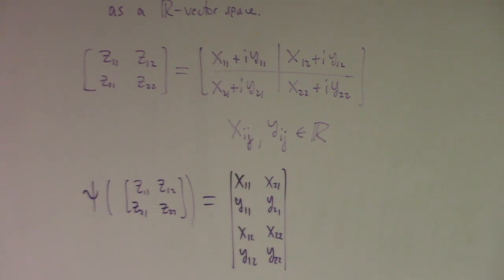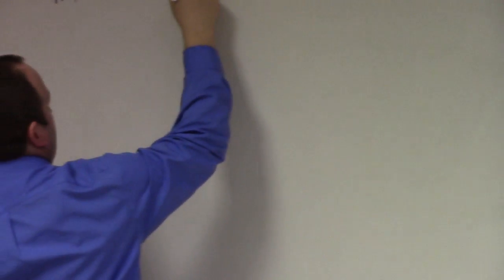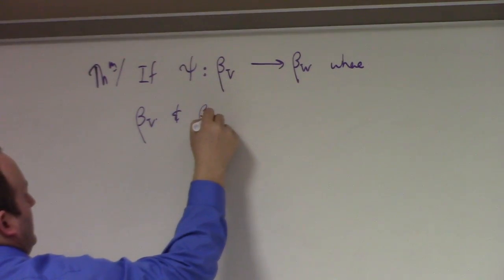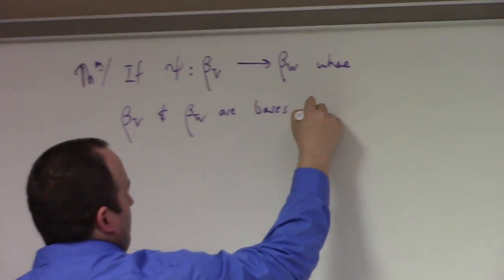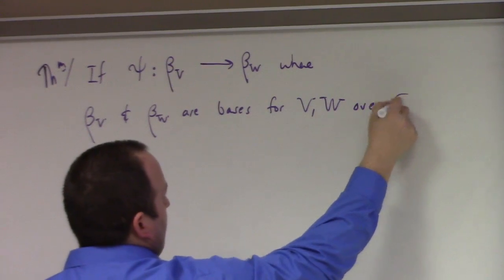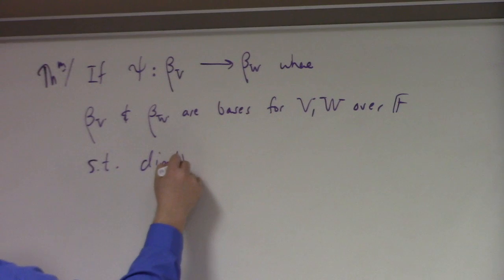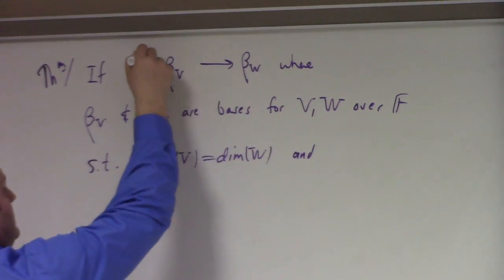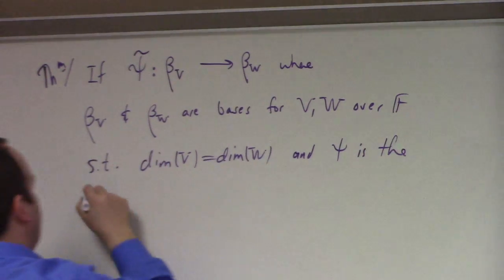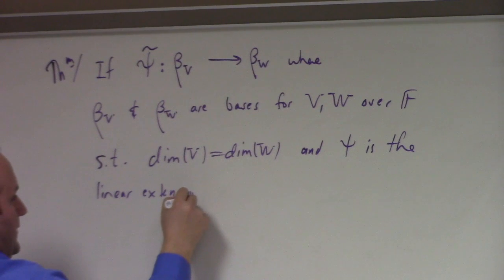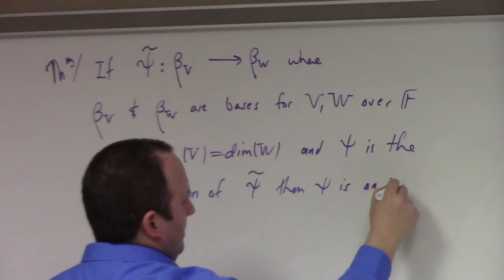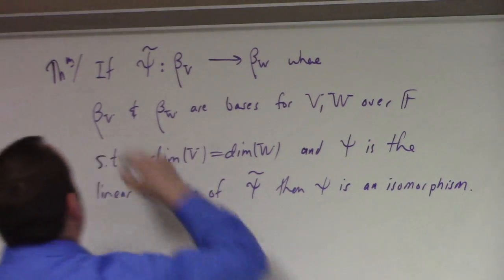Or maybe I'd ask you to prove a theorem. Theorem: if psi tilde is a mapping from beta v to beta w, where beta v and beta w are bases for V and W over F, such that the dimension of V equals the dimension of W, and psi is the linear extension of psi tilde, then psi is an isomorphism.